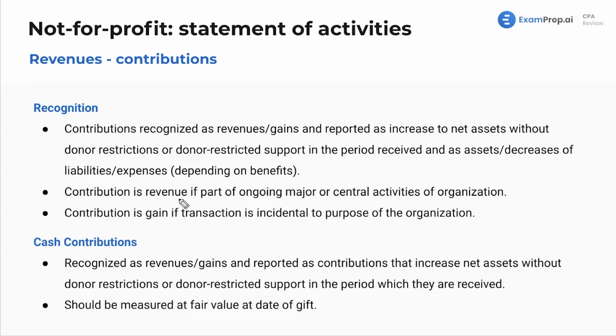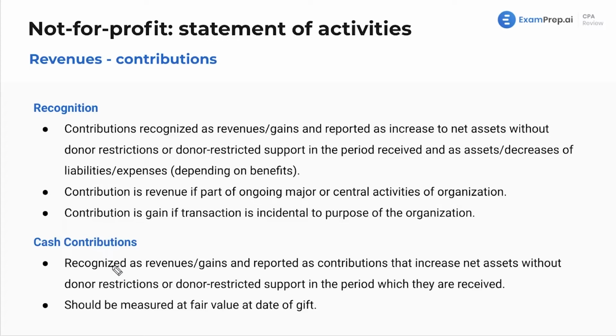And a contribution is revenue if it's part of the ongoing central activity of the organization. That would be, again, with the hospital or the museum, those are going to be fees charging people for the services. A contribution is a gain if it's incidental to the purpose. If I give a bunch of stock to a museum, that's going to be a gain. If I buy a bunch of tickets to the museum, that's revenue.